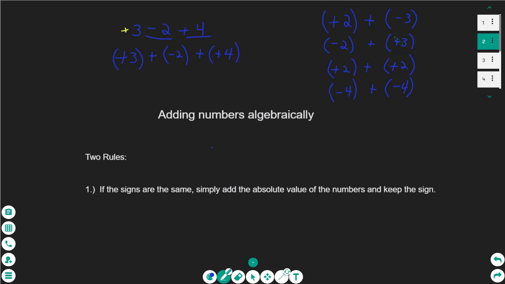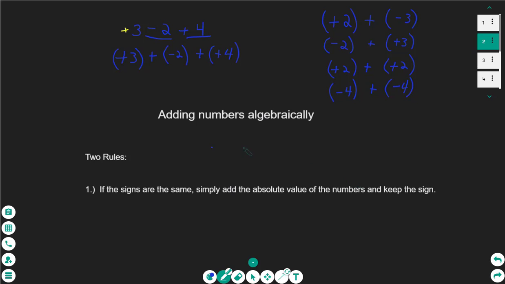Either the signs are going to be different, or the signs are going to be the same. All right? So, thinking of it in terms of that, what we really need to develop are a couple of rules so that we know what to do when the signs are the same and what to do when the signs are different. So let's first talk about rule number 1. If the signs are the same, simply add the absolute value of the numbers and keep the sign.